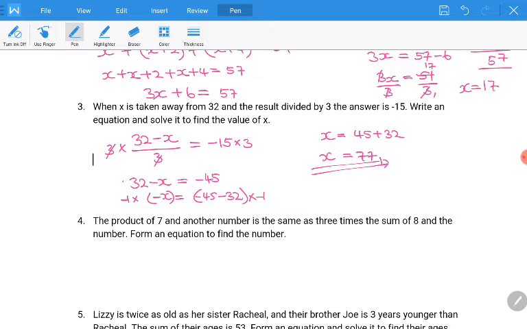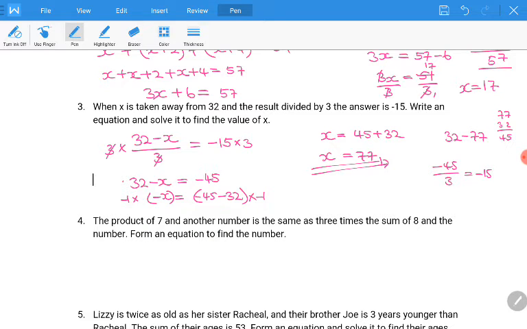So let's check to see if our answer is correct. We are saying 32 minus 77 gives us negative 45. And if we divide negative 45 by 3, this gives us negative 15. So our answer is correct. The value of x is 77.